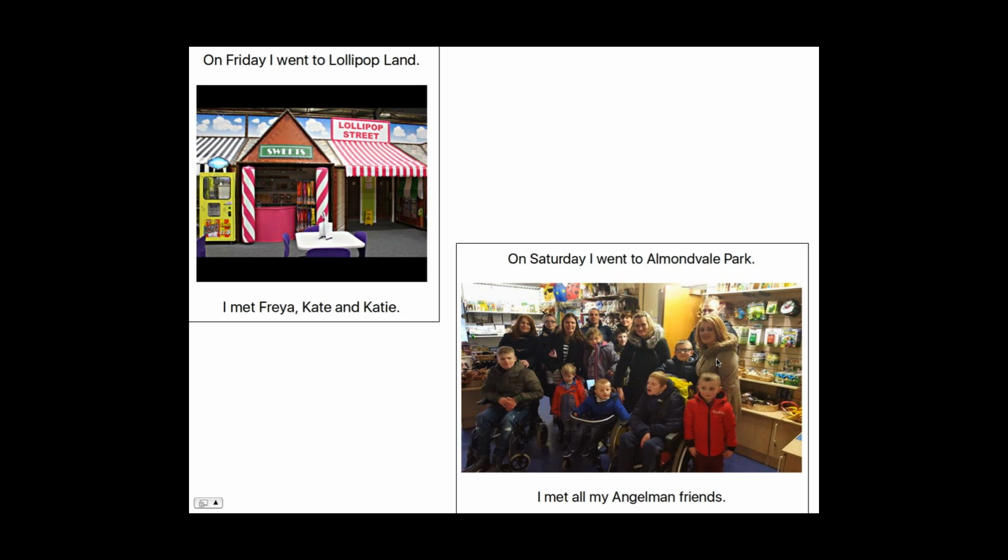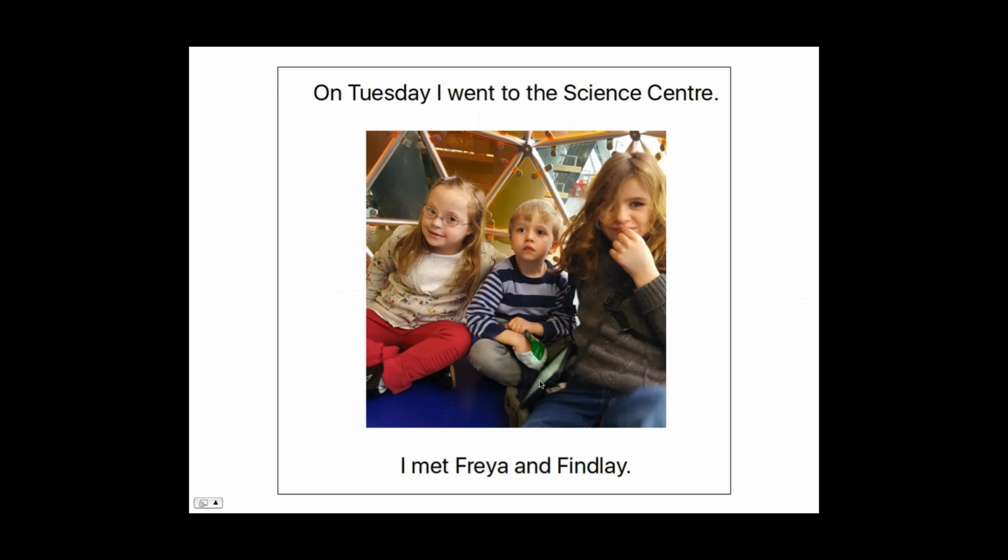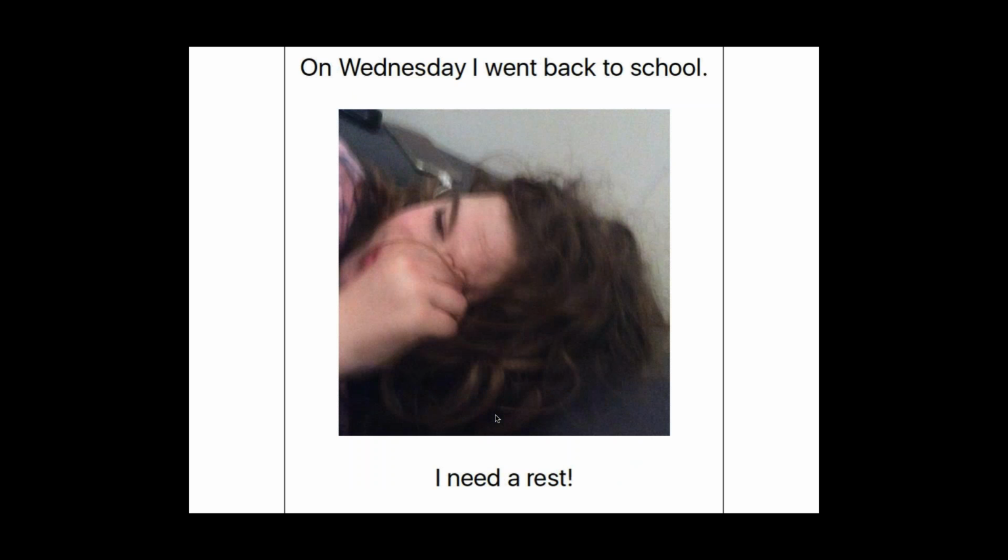On Friday I went to Lollipop Land. I met Freya, Kate, and Katie. On Saturday I went to Almondvale Park. I met all my Angelman friends. On Sunday I went horse riding, swimming, and to Fun Box. I met Freya, Lucy, Anna, and Zach. On Monday, I went to Glasgow Greens to ride bikes, play in the park, and walk Pippa. I went with Abby, Finn, Pippa, and Mummy. On Tuesday, I went to the Science Center. On Wednesday, I went back to school.